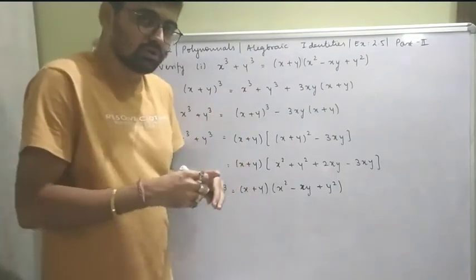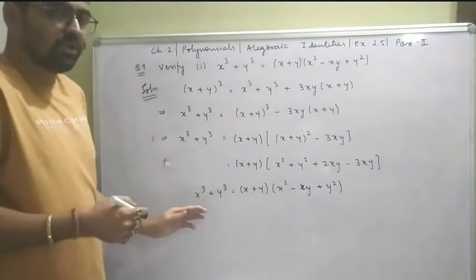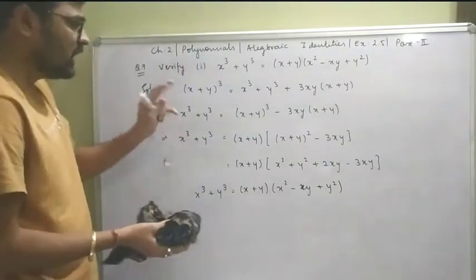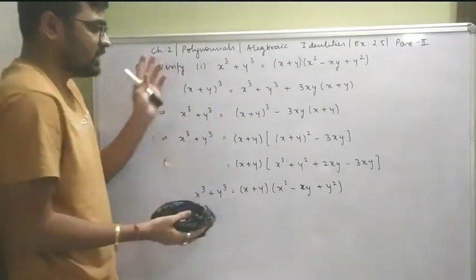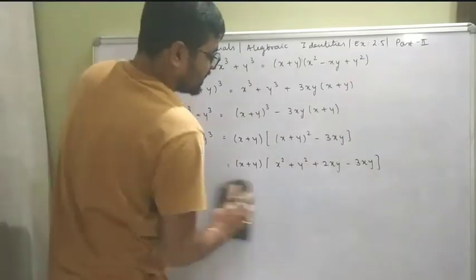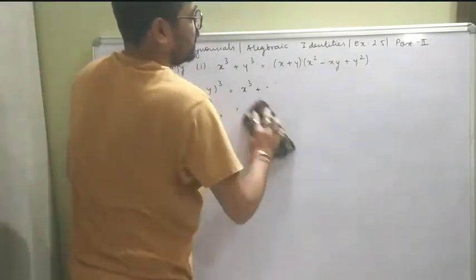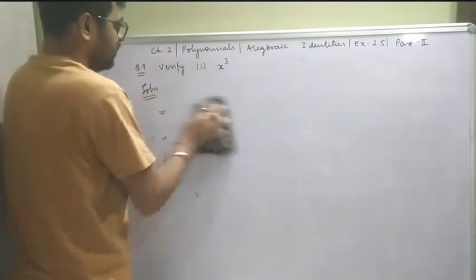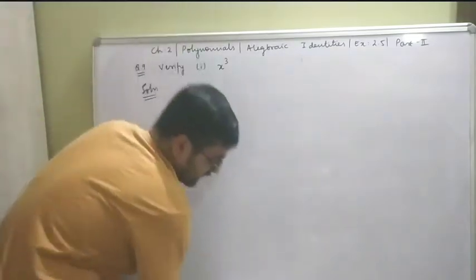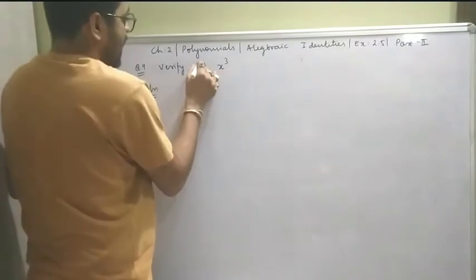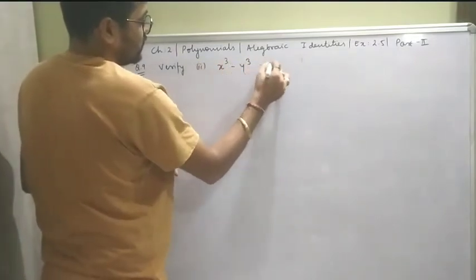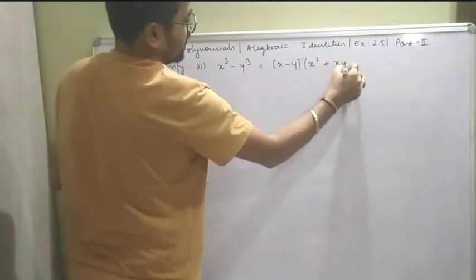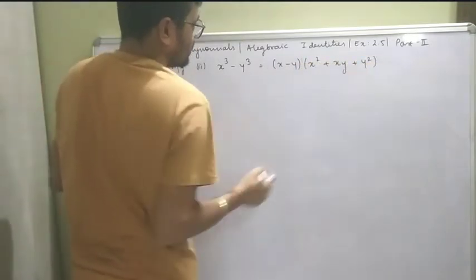I'll show you that also, but before that please pause the video and note it down. Correct. So moving further, I'm going to change a little. Let's verify the second one which we are supposed to do. In the second one, x cube minus y cube is equal to x minus y into x square plus xy plus y square.